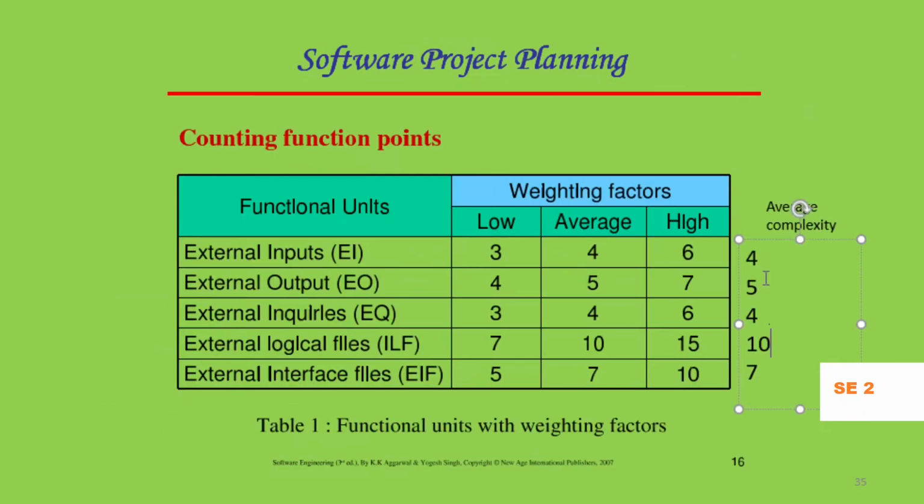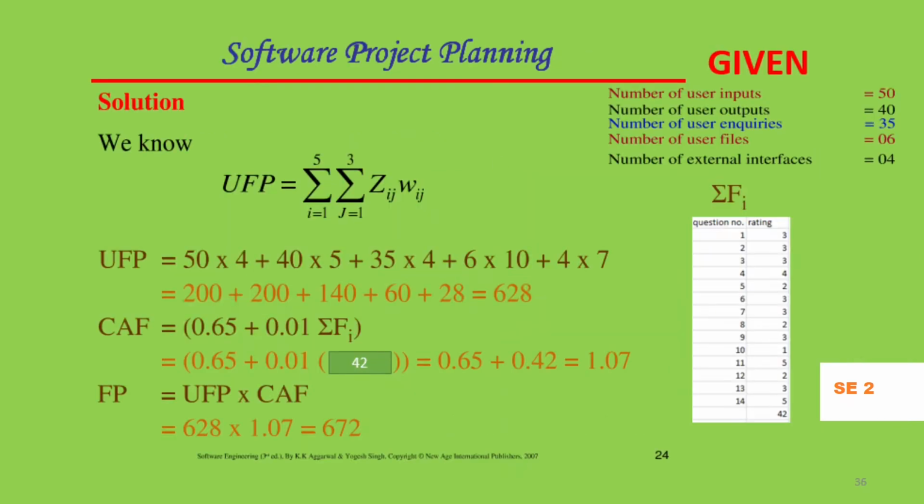So, kopyahin ko yung average complexity para makita din natin. Okay, so the average complexity, so we have 4. And then for user output, 40 times 5. Then 35 times 4. 6 times 10. And then 4 times 7. So, yun yung average complexity. Dyan yun galing. Okay, so let's answer for this one.